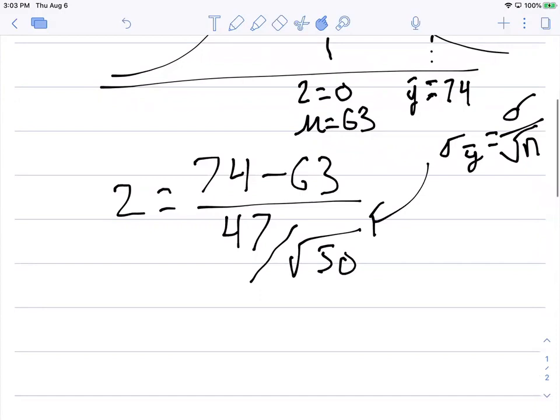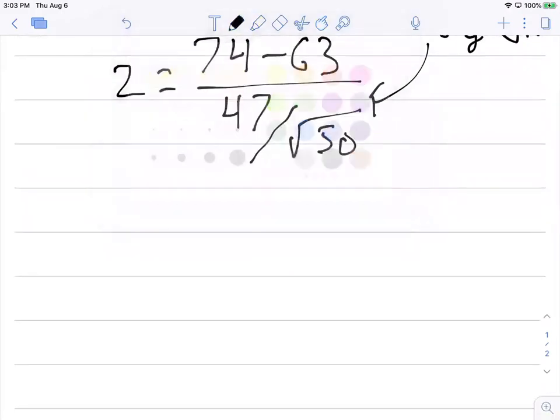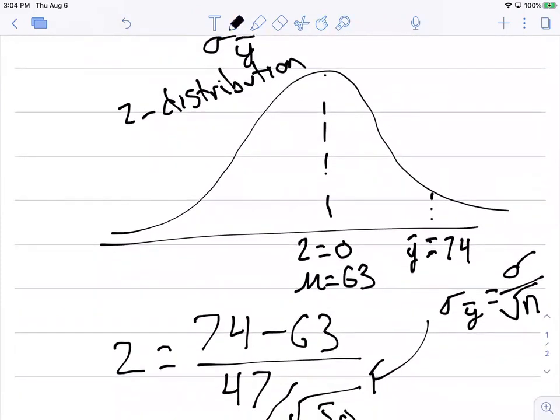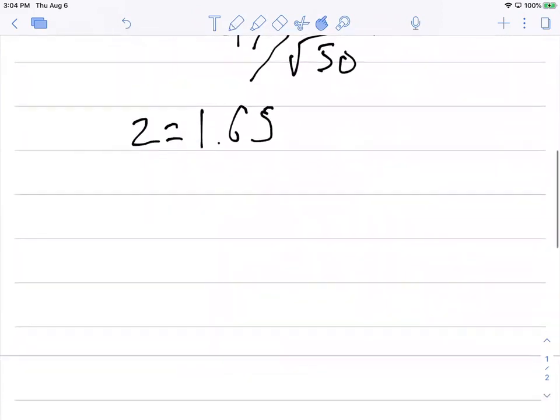And so now we can calculate what z is. So z, when we calculate this out, is 1.65. And so if we go back to our curve, z is 1.65 when our sample mean is 74. And so that's kind of at the tail on the right side here of the distribution. So now we can look at the z-table and find when z is equal to 1.65.